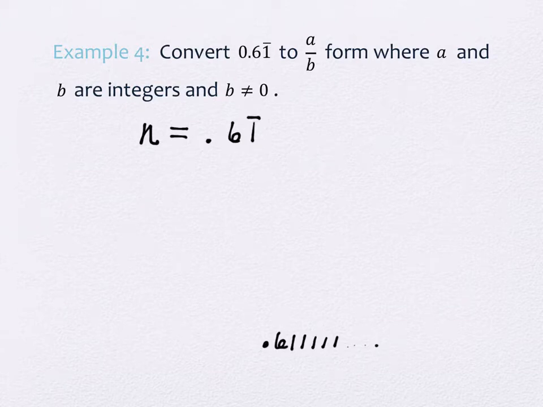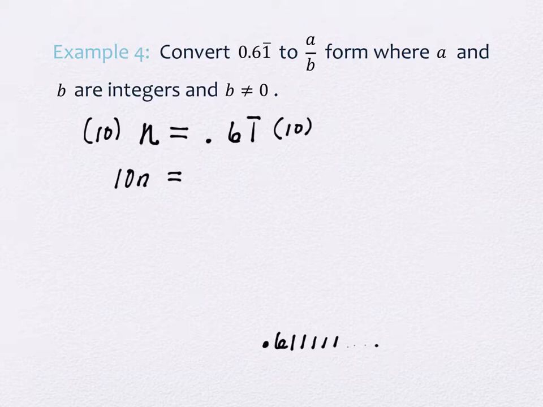How many values repeat in this problem? 1, right? It's two decimals, right? There's a 6 and a 1, but the 6 doesn't repeat, just the 1 does. So what will I multiply both sides by? 10. That's exactly right. I'm going to multiply both sides by 10, and of course I get 10n on the left.